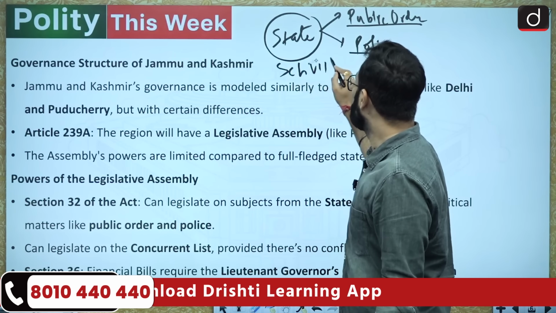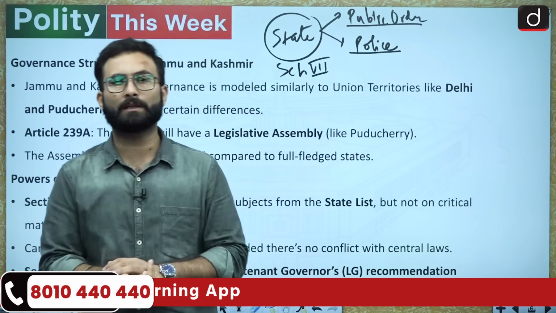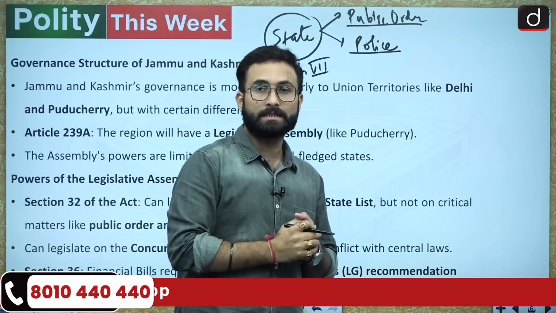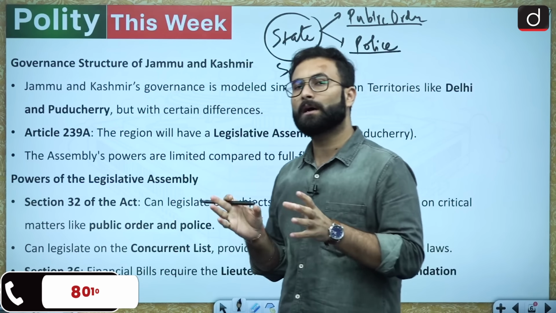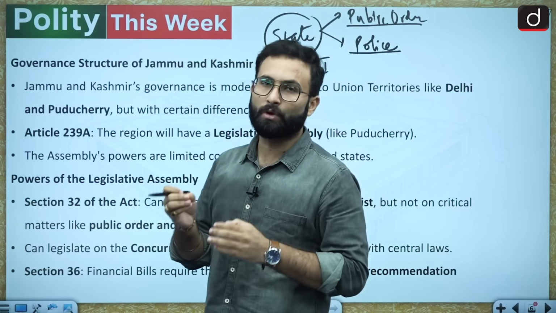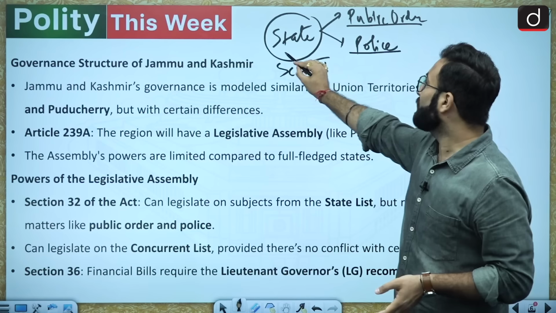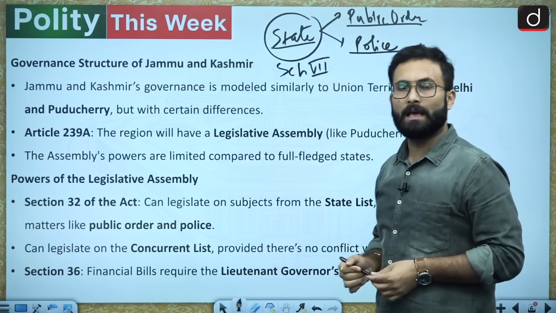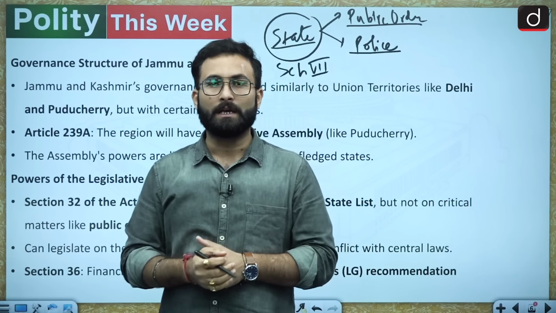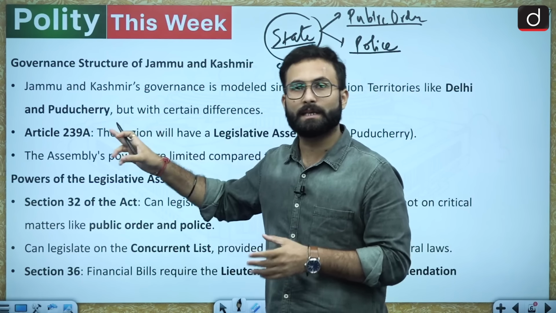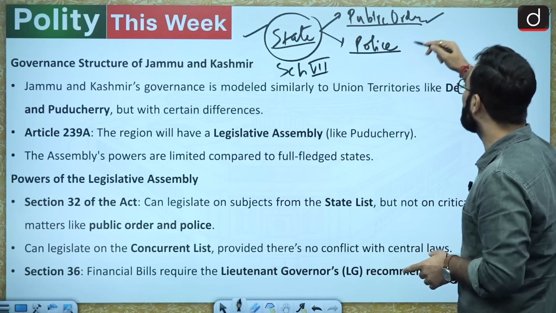On these two topics in the state list, which is given under Schedule 7 of our constitution, there are three lists. One is the union list wherein the union can make the law, then there is the state list wherein the state can make the law, and then there is the concurrent list wherein both can make a law but the union or the center's law will prevail. In Schedule 7 it was said that the state will have legislative power on making law with respect to the state list. Here Jammu and Kashmir can make law in the state list, but except for two topics: public order and police.